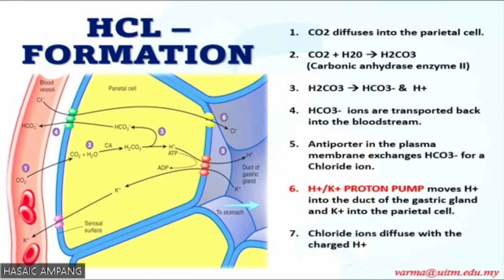Then chloride ion diffuses with the charged H plus. Chloride comes into the parietal cell and then goes out here. Okay, this is how it forms. So if you give proton pump inhibitors, your omeprazole and so on, they will directly inhibit here. When you give H2 blockers, they will inhibit here.